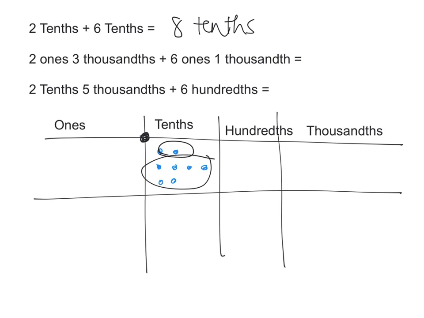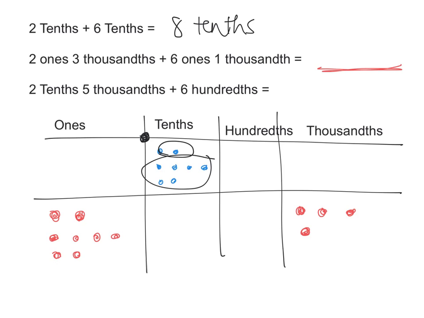Now in the next problem I have 2 ones, so I'm going to draw 2 discs in the ones place. And I have 3 thousandths, so I'm going to draw 3 discs in the thousandths place. I'm adding to that 6 ones, so I'm going to draw 6 more. 2, 3, 4, 5, 6 discs in the ones place and 1 thousandth. Once you've drawn all this in your place value chart, go ahead and write the answer up here at the top. What do I have in total?